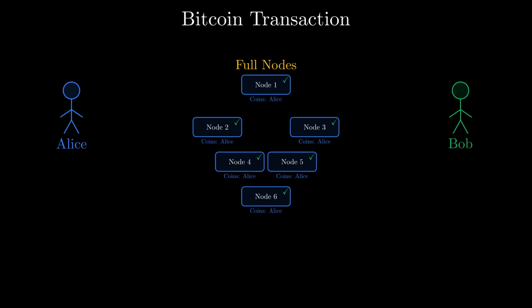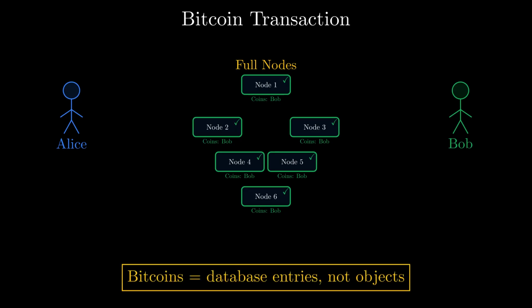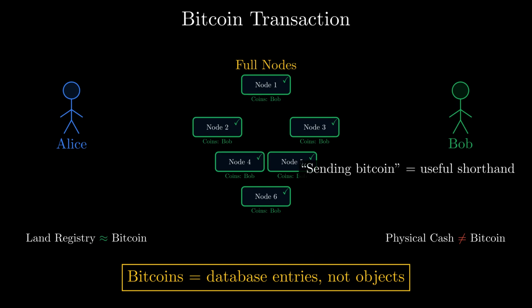The entry changes from "these coins are spendable by Alice" to "these coins are spendable by Bob." The coins are entries in a distributed database, not objects. Sending Bitcoin is useful shorthand, but the mechanism is persuasion, not transfer. A transaction is the data that triggers this database update.